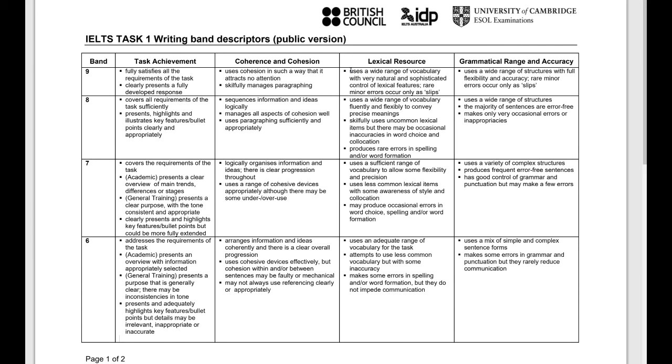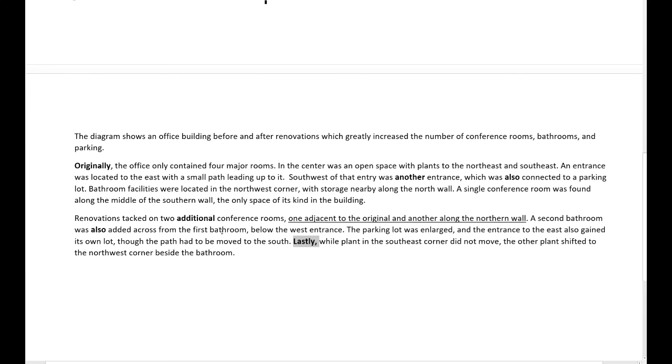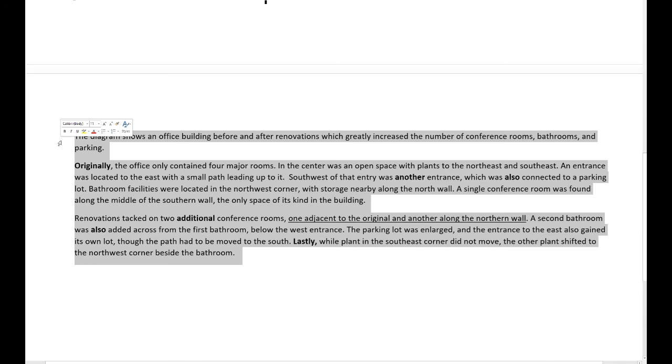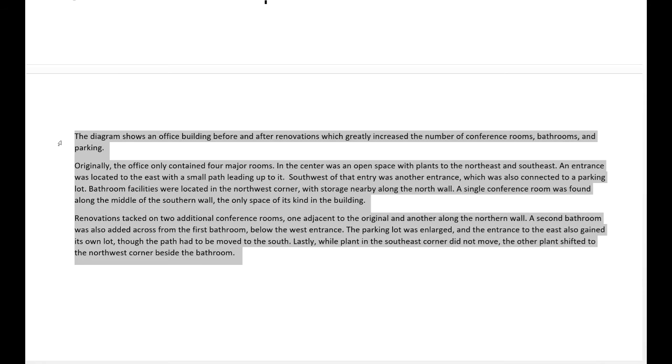Next, lexical resource. Wide range of vocab, very natural, sophisticated lexical features, minor errors. Honestly, you can't make too many mistakes in terms of errors like spelling, word choice, and things like that. So let's just talk about some of the words that I think are really pushing this to get a higher score for the vocab. Okay.